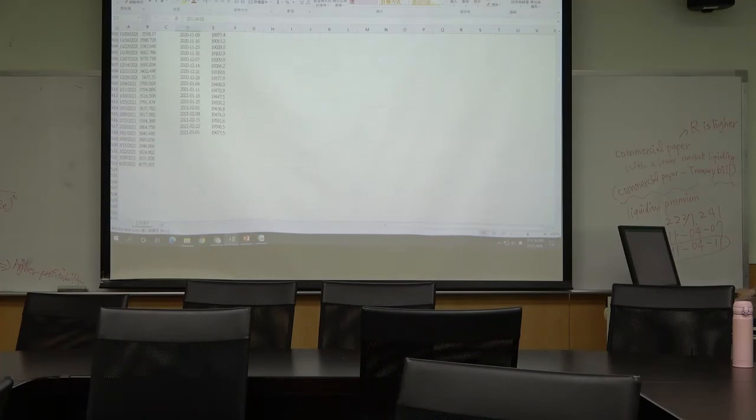And we can check the number of observations too. Okay, so in the new Excel file, we already have S&P 500 and M2. Okay, so now let's work on the other three.